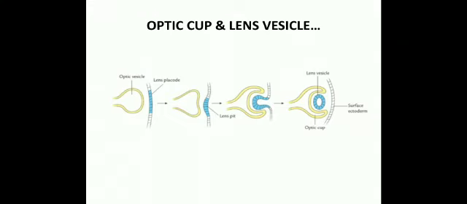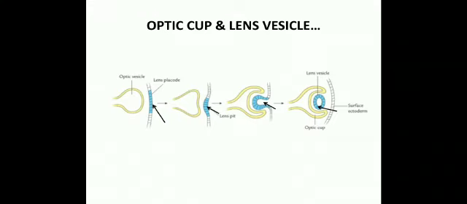So, the lens placode: we have seen the surface ectoderm which is close to the optic vesicle. It will become thickened and forms the lens placode. This lens placode gets depressed below the surface to form the lens pit. As the lens pit deepens, its edges approach each other and fuse to form the spherical lens vesicle. Then it is cut off from the surface ectoderm.